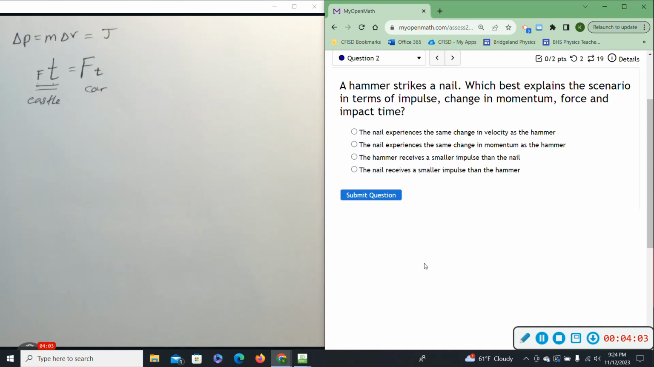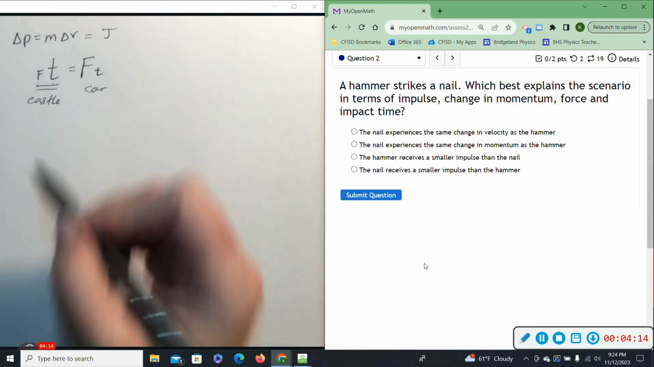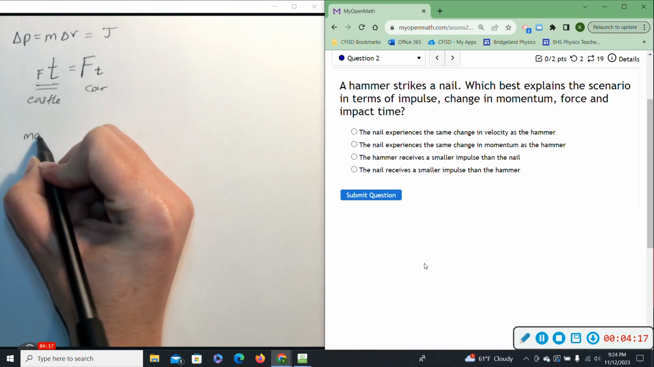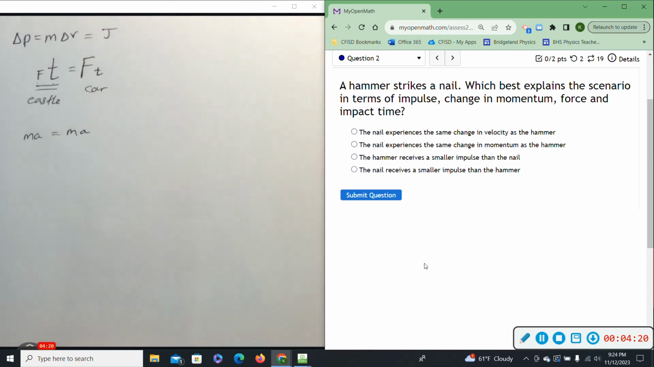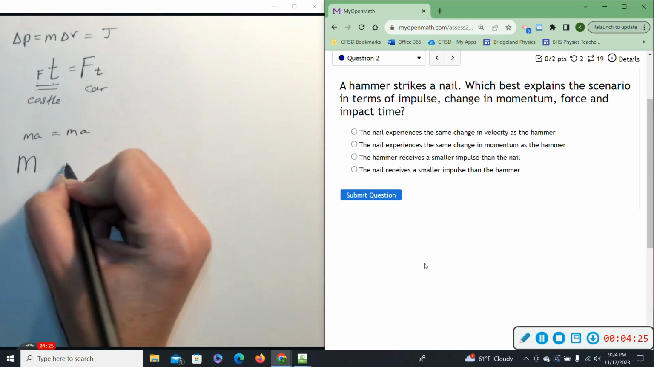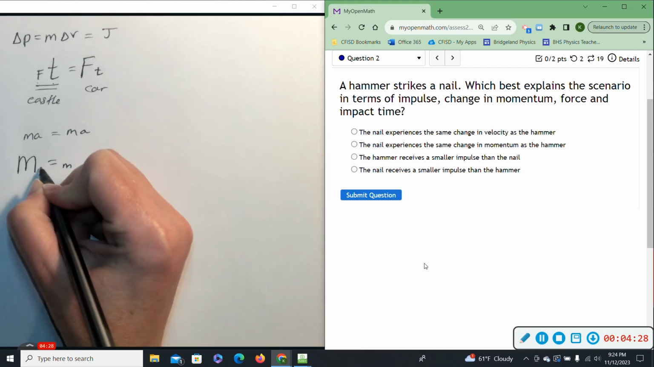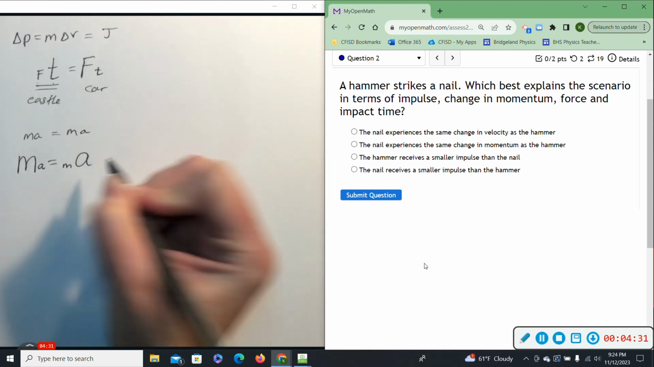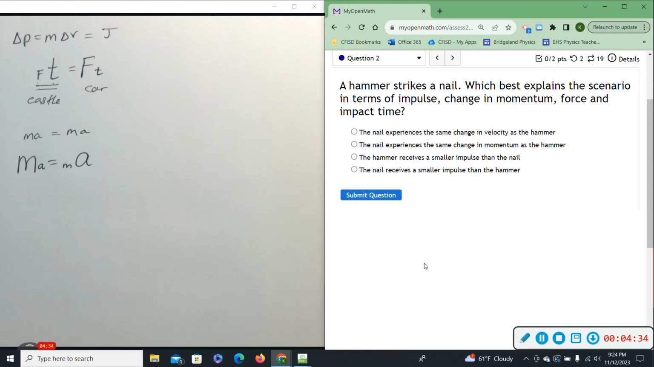Looking at our options here, whenever you have a hammer striking a nail, we know there's a force pair. The force on the hammer equals the force on the nail, and if the forces are equal, like we've talked about before, that means mass times acceleration of the hammer equals mass times acceleration of the nail. Of course, they don't have the same mass. A hammer has a much larger mass than the nail does, and therefore the acceleration of the hammer would be much smaller than the acceleration of the nail. So we know that they would not have the same change in velocity because they don't have the same acceleration, and those impacts take the same amount of time. So we can't choose the first one.